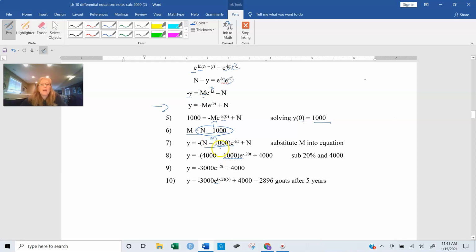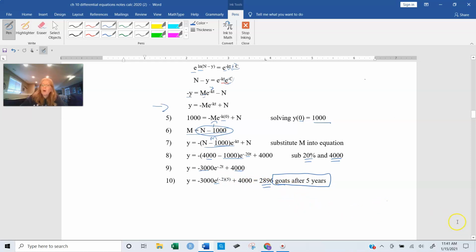Nothing too exciting. I know that when I have a 20% growth, I have 4,000 goats in reserve. So I plug 4,000 in for the goats. I plug in 20%, that's my constant of variation, and we just solve this. So we plug this into our calculator, that gives us negative 3,000 on the inside, plus our 4,000 on the outside. Now I have a 20% growth. I want to know how many goats I have after 5 years, which means now I replace the t with 5, and I have 2,896 goats.